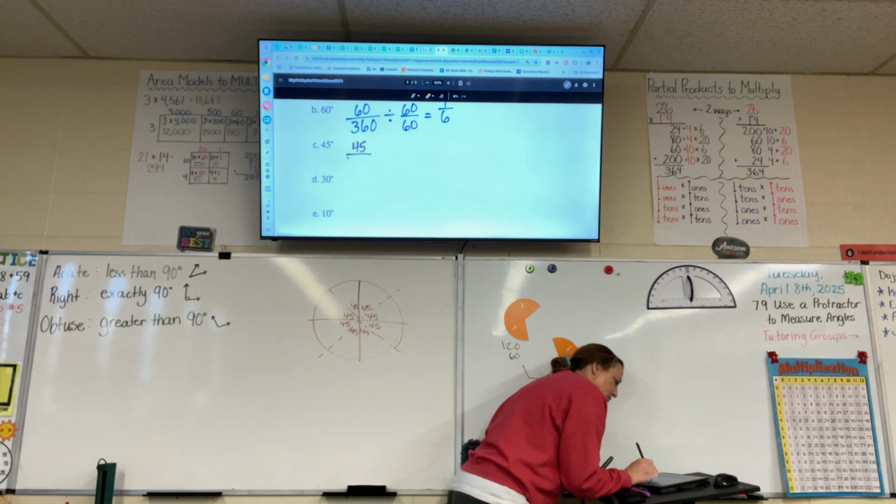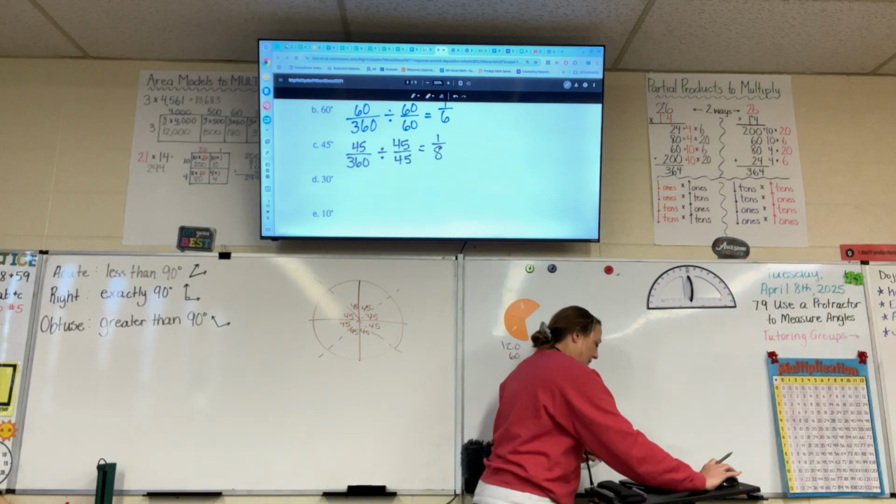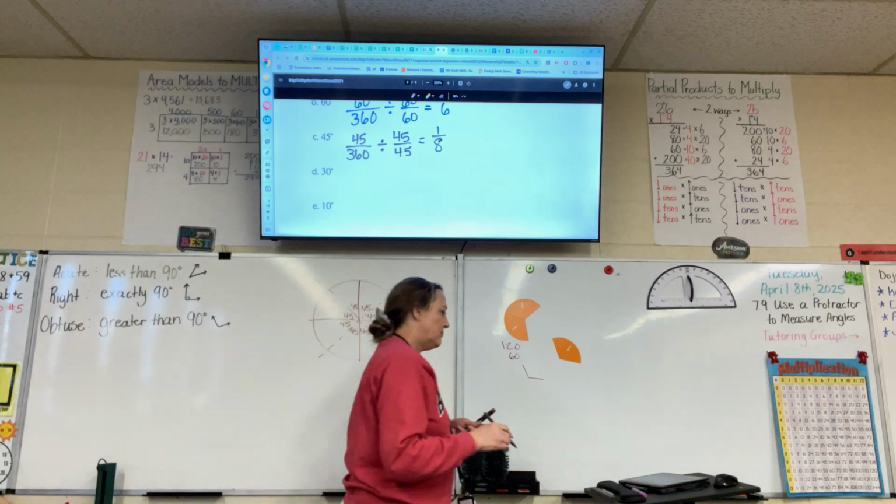So on this one, we're going to do 45 out of 360. We're going to divide the numerator and denominator by 45. On top we get a 1, on bottom we get, what was it? 8. Okay. And that means there are 8 45-degree angles in a circle.